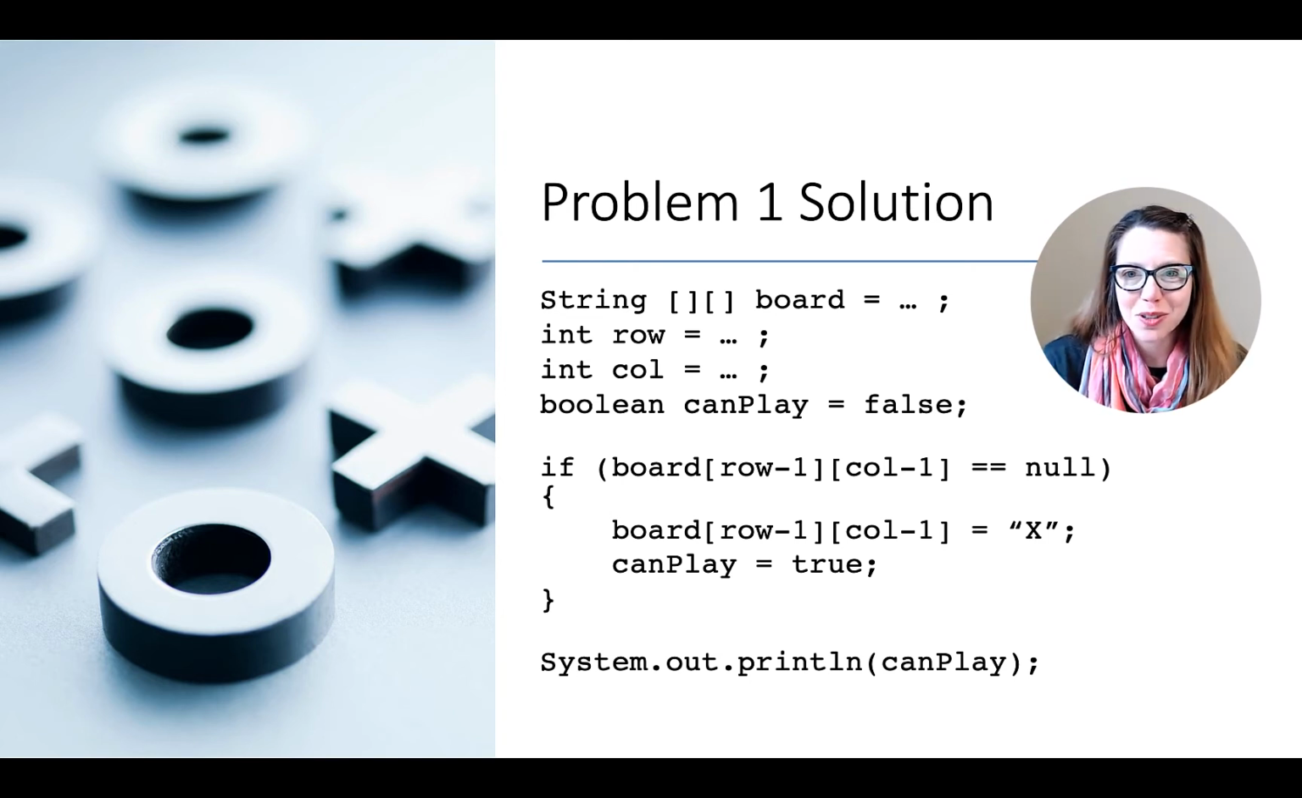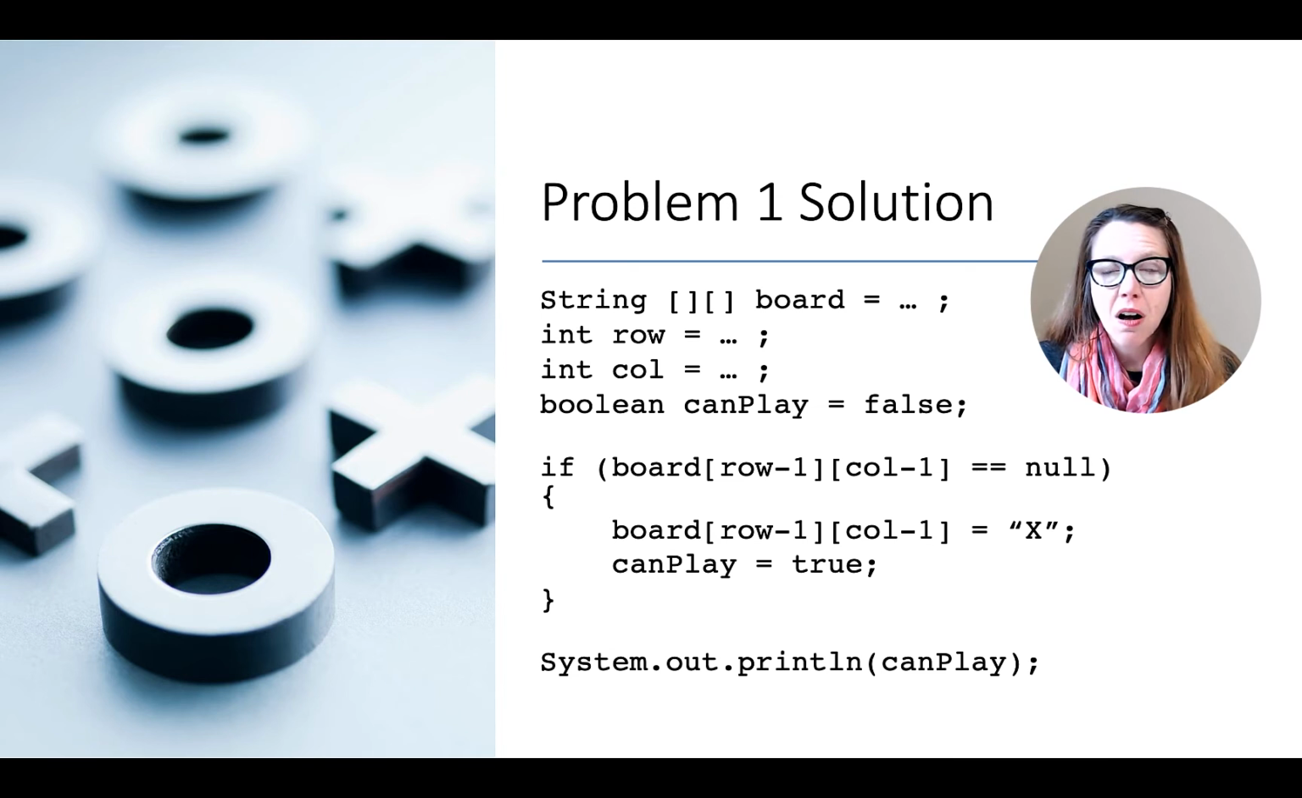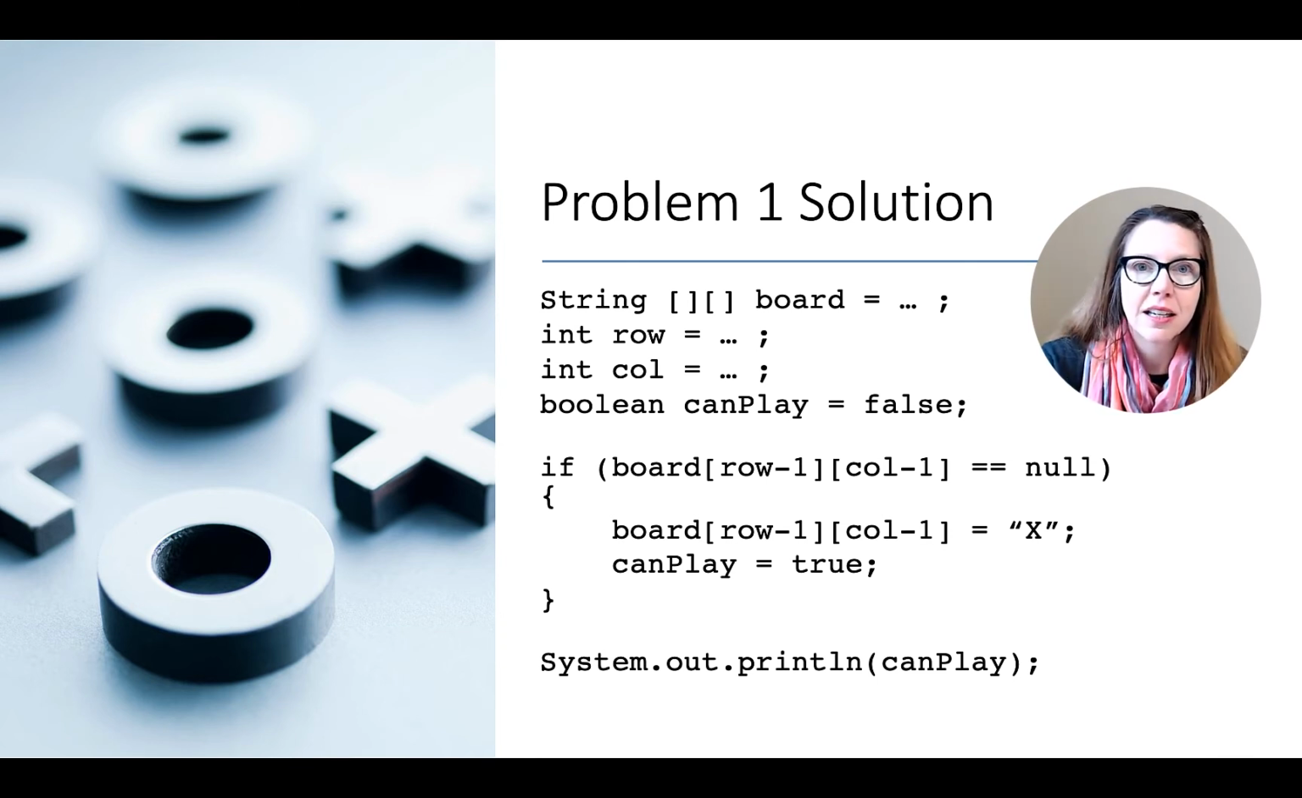So here's a potential solution for this problem. We assume that there's this two-dimensional string array named board. And recall that when a string array is instantiated, the values that are initially held in each cell of that grid that's been created, each element in the array is set to null. Okay, so if something's empty at this point, it's holding a null value, which is important because what we're looking for is an empty element within our array.